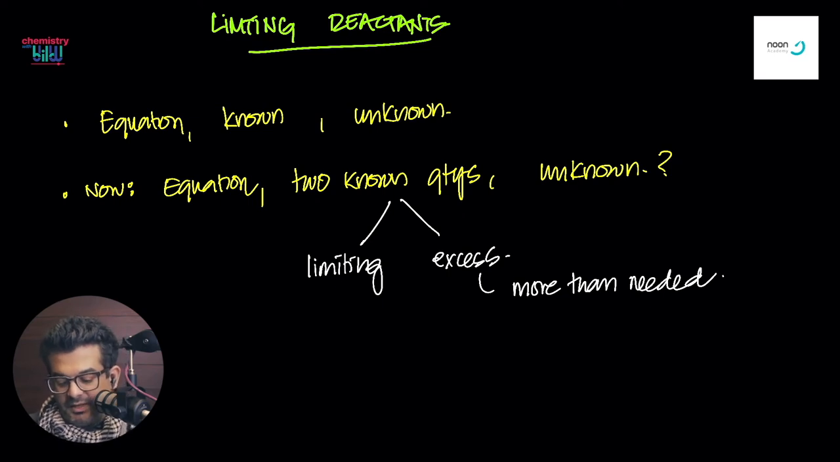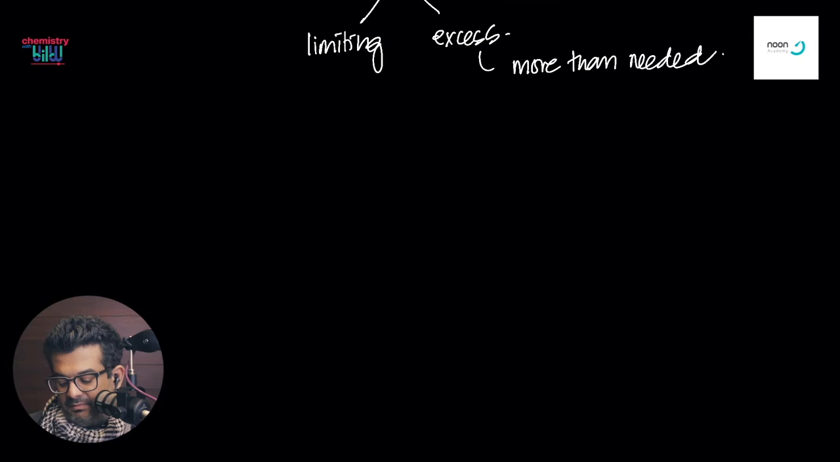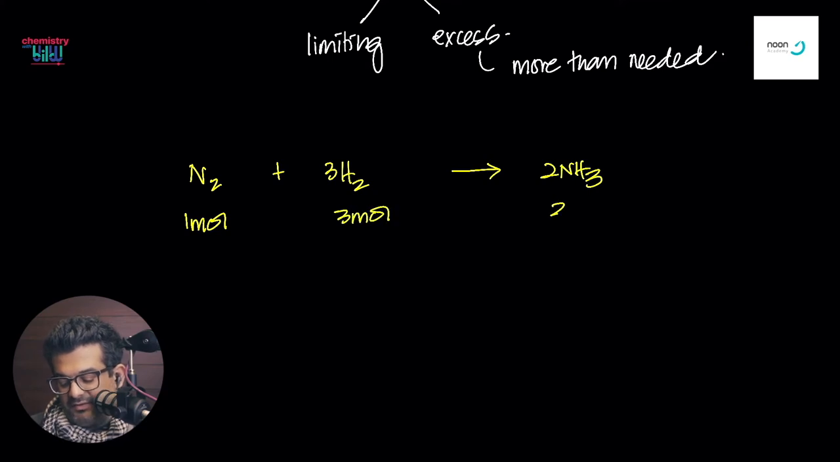So let's continue. What do I mean? Let me take an example. Remember, one of the equations we saw was this equation: one mole of nitrogen reacts with 3 moles of hydrogen to form 2 moles of ammonia. We've seen this, right?